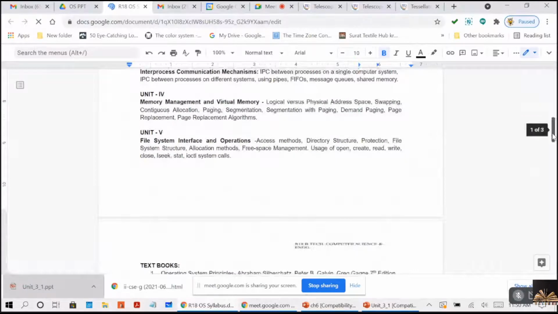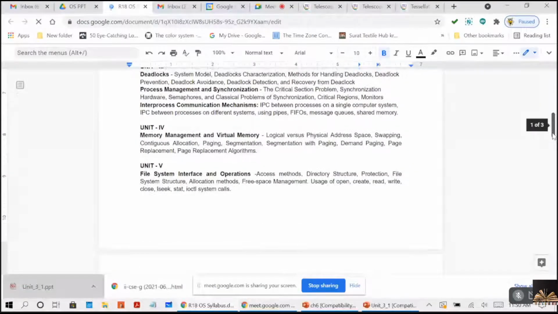Right. So if you see, your third unit consists of three parts: deadlocks, process management and synchronization, then inter-process communication mechanisms, right? So we are done with the deadlocks part, right? In that we covered the system model and characteristics, and the methods for handling deadlocks: prevention, avoidance, detection and recovery.